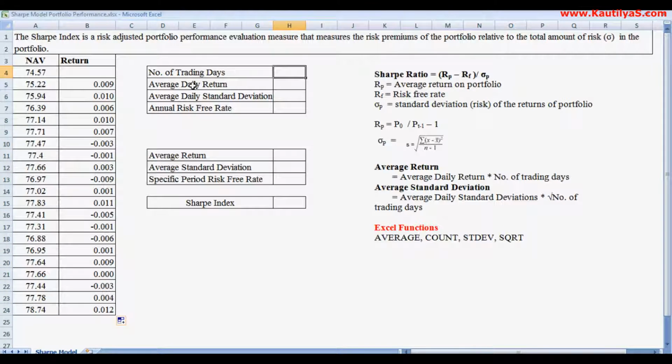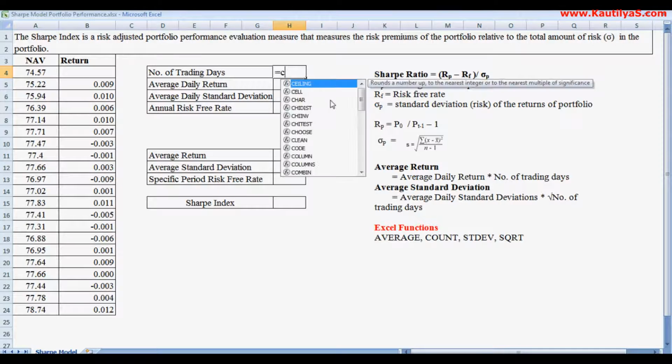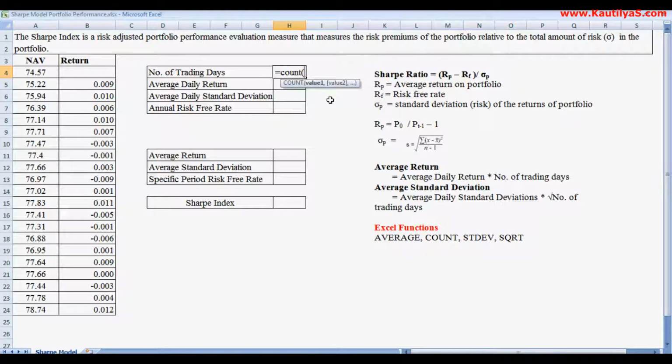Next, we need to calculate the average daily return. For that, first of all, we should know the total number of observations. For that, we use the built-in Excel function COUNT, and select our data. So we have a total of 20 observations.